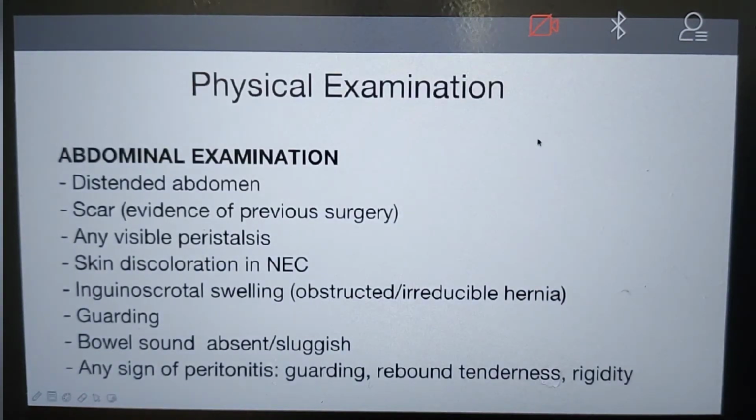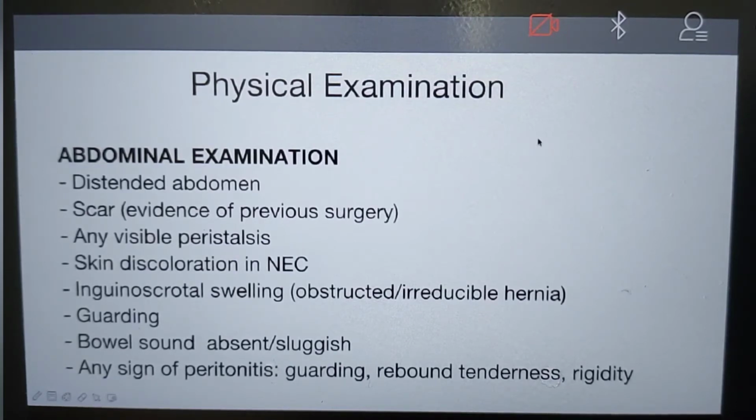So we can then proceed to abdominal examination. Because of the obstruction, the stomach will be distended. You must also look carefully at the stomach for any scar, evidence of previous surgery, any visible peristalsis, and any skin discoloration.